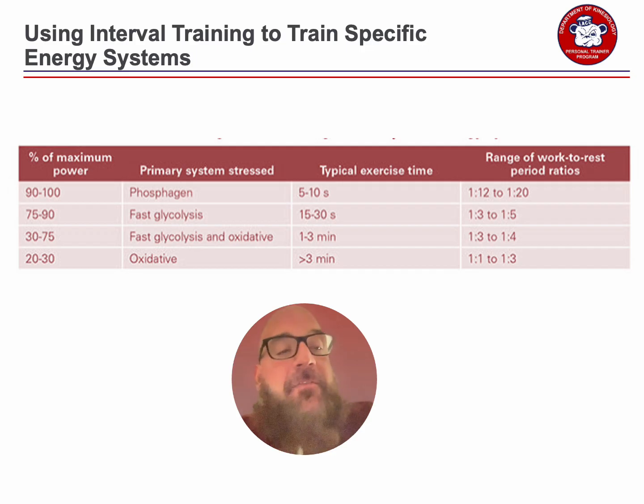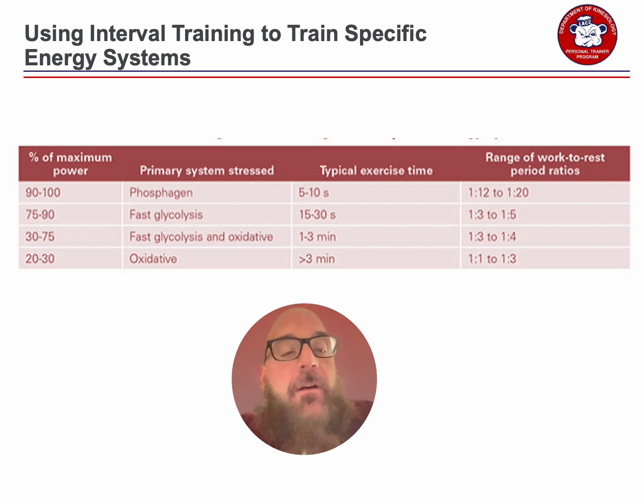If you want to train the phosphagen system, it'll be maximum 90 to 100% effort. 5 to 10 seconds is how you would want to train it. The range of work to rest ratios might be 1 to 12 up to 1 to 20. So if I'm going to work for 5 seconds, I'm going to rest for 50 seconds, right? 1 to 10, up to 1 to 20. So if I was going to do 5 seconds on, multiply 5 times 20, that's 100, so you're talking about a minute and a half almost.